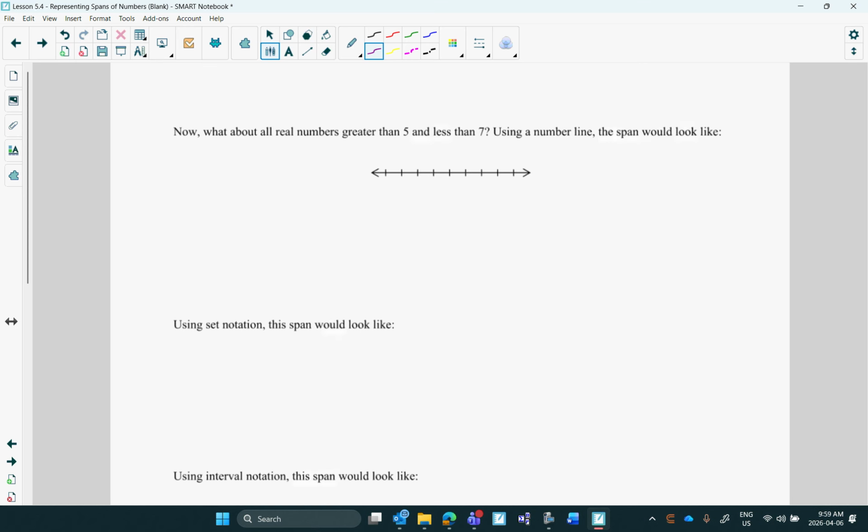This one. Greater than 5, less than 7. All right, so I'll start with my 0 here. 1, 2, 3, 4, 5, 6, 7. So I'm going to have circles at the 5 and 7, and then a segment connecting, right? Question is, what kind of circles at 5 and 7? Open ones, right? Because it doesn't say greater than or equal to, it just says greater than. So we don't include 5. It doesn't say less than or equal to 7, it says less than 7, so we don't include 7. But then we include everything in between, so we have to draw a segment.